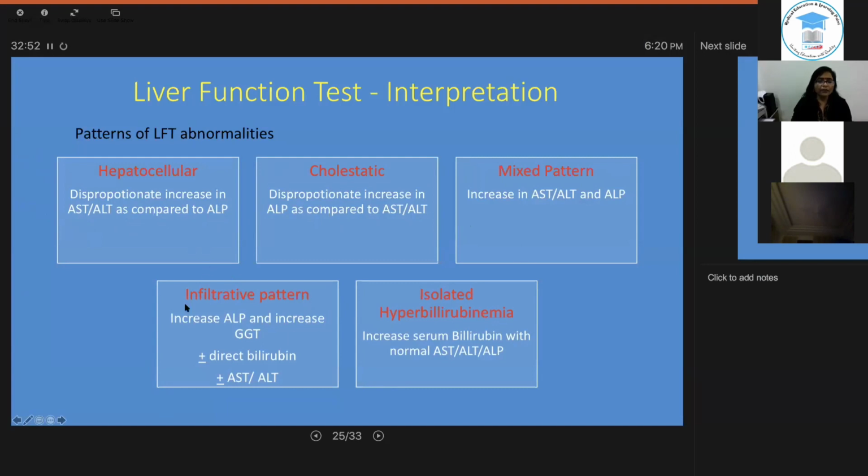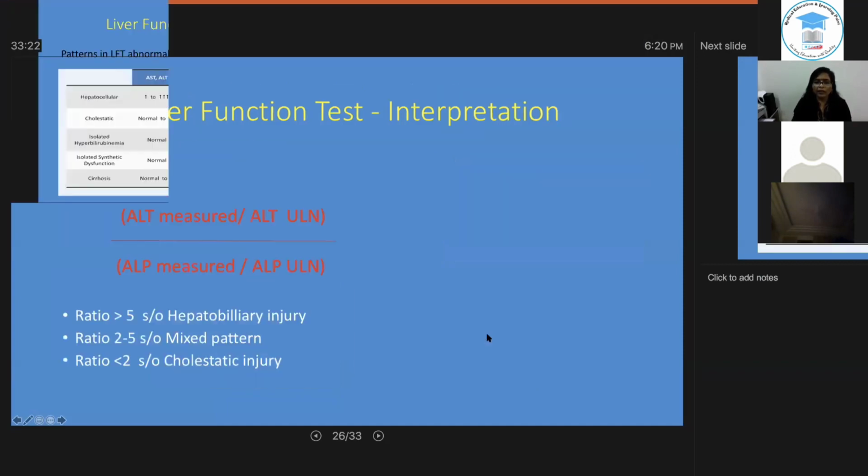Then comes the infiltrative pattern. We can have diseases in the liver like sarcoidosis, amyloidosis, and other malignant infiltration of the liver, in which we have raised alkaline phosphatase and gamma GT, with or without increase in bilirubin or transaminases. Lastly, we have isolated hyperbilirubinemia, in which only the bilirubin fraction is increased without increase in ALT, AST.